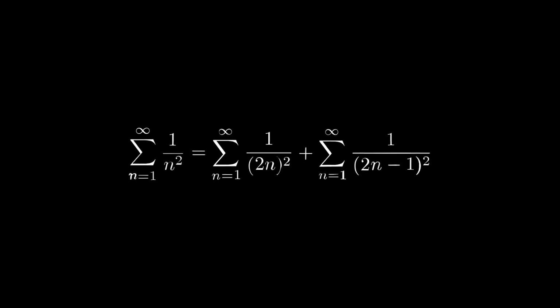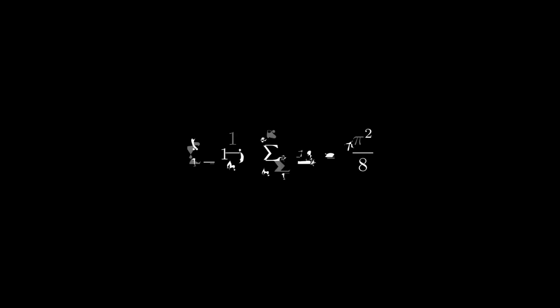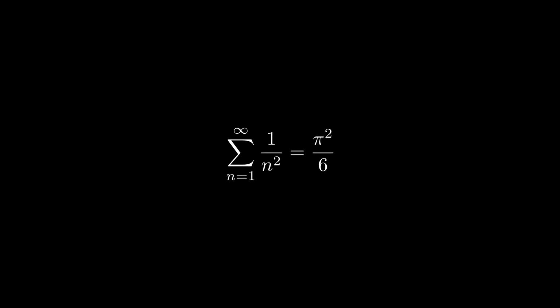Plugging in pi squared over 8 for our odd terms, and notice we can factor out a 1 over 4 in our even terms. So now subtracting both sides by 1 over 4 times our goal sum, and doing a little bit of algebraic manipulation, we have solved our goal sum. We solved the Basel problem.